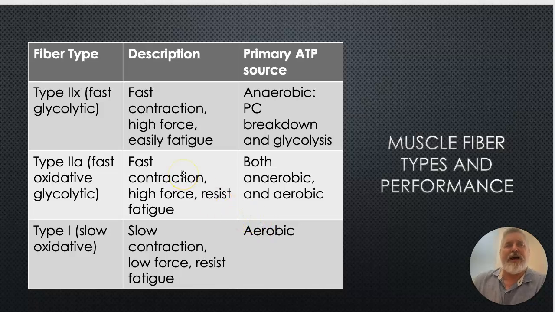You have an intermediate fiber, which is type 2A. It's fast oxidative glycolytic. It has fast contraction, high force, it resists fatigue, and the ATP is produced both anaerobically and aerobically. So training affects these type 2A muscle fibers. When you train, you don't convert type 1 to type 2X or type 2X to type 1, but these type 2A intermediate muscle fibers can assume characteristics based on habitual behavior.